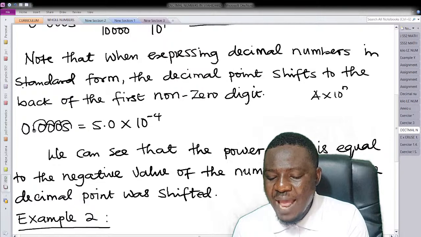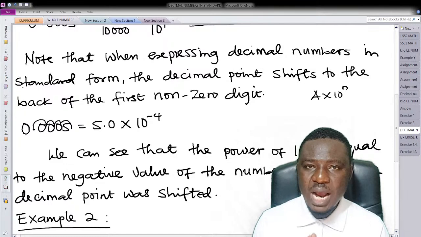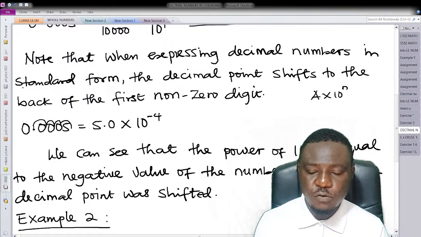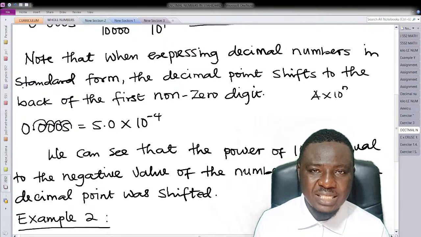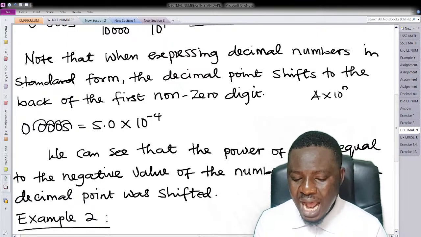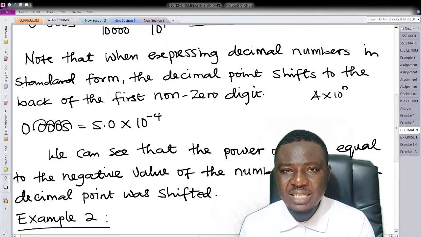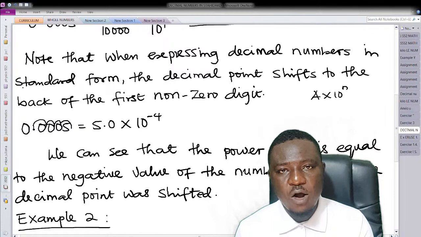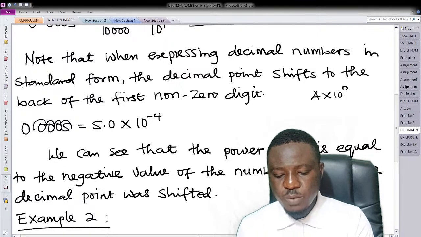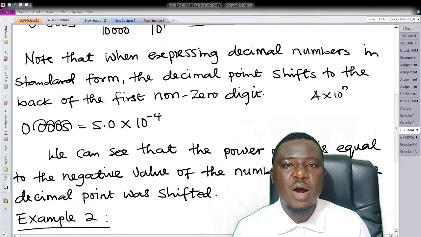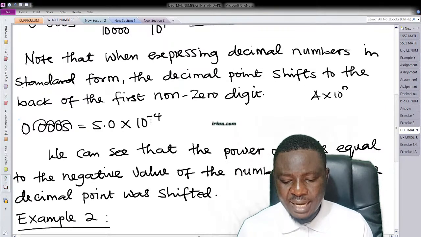Minus because I moved the decimal point towards my right. Remember, while we're dealing with whole numbers, we said when it is moved towards the left, it is positive. Now we are moving towards the right, it is what? Negative. And how do I get 4? I have to move the decimal point 4 times. Remember, I said you only stop when you get to the back of the first non-zero digit. And 5 happens to be the first non-zero digit. So this becomes 5.0 times 10 raised to the power of minus 4. So this is how you can express decimal numbers in standard form.